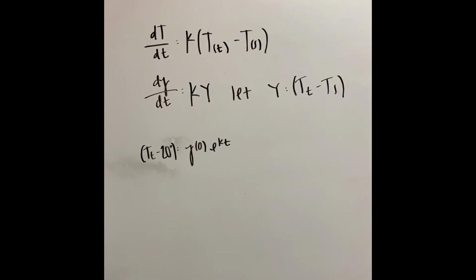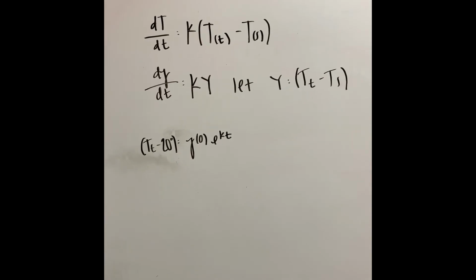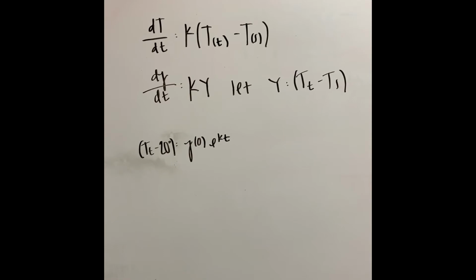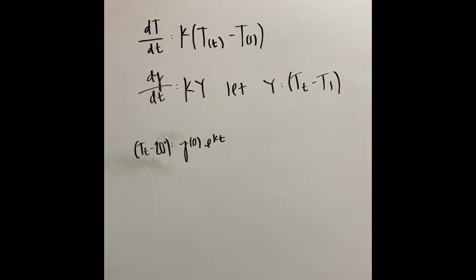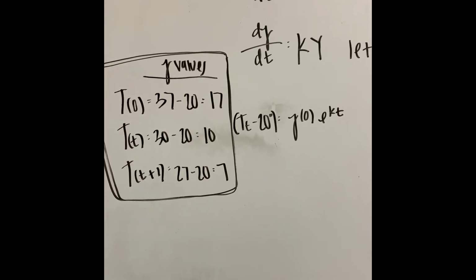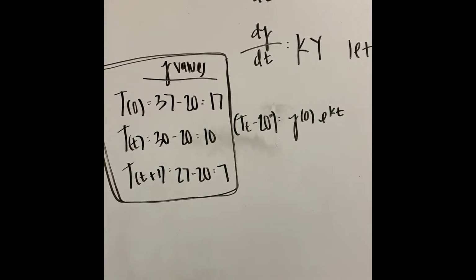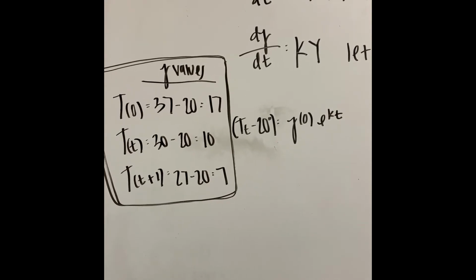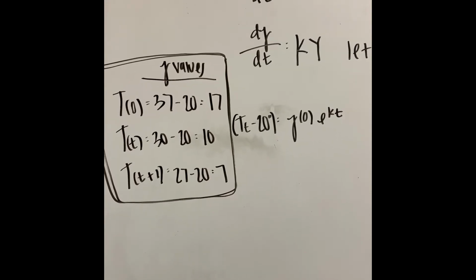Because this problem uses Newton's law of cooling, we can use the same approach as we did last time. That gives us the temperature at time t minus 20 equals y0 e^(kt). This is exactly the same as the first problem. Here's where we're going to start seeing the differences between the two problems. We're going to start by finding the y values for each of the following temperatures by plugging in the temperatures and subtracting 20 to find the difference.